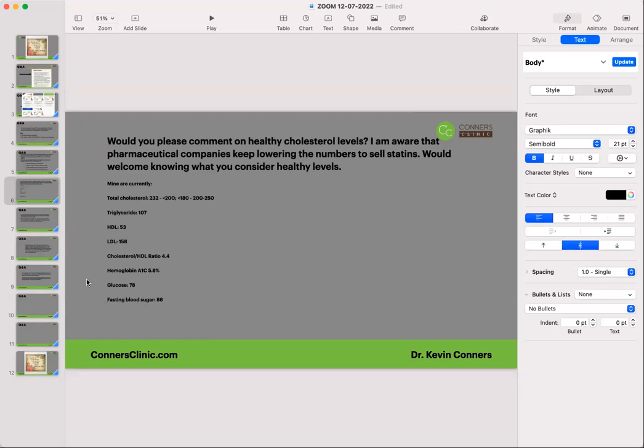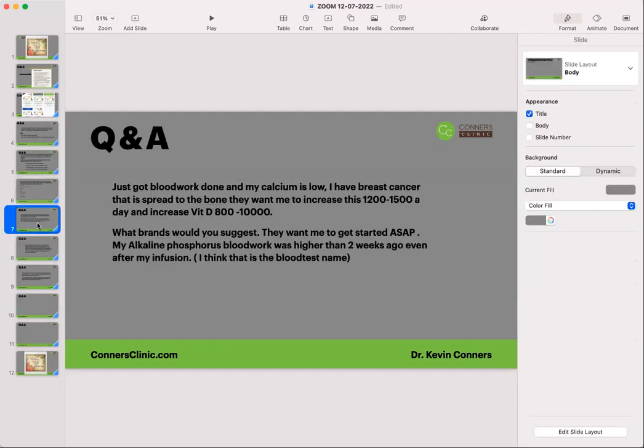Hemoglobin A1c 5.8, glucose 78, fasting blood sugar 86. All those are good and within normal limits. So those are all good.